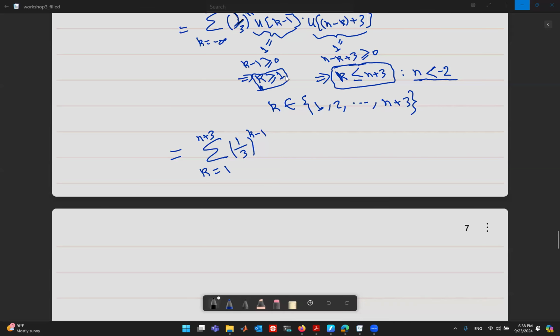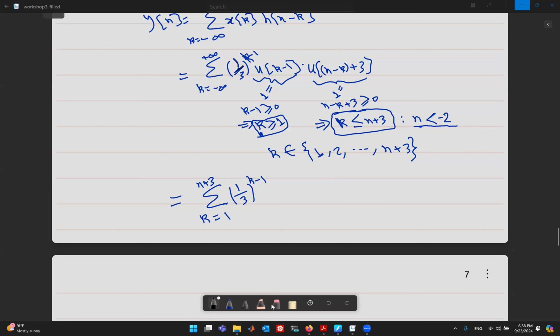Yeah, it's working now. So n should not be less than minus 2. In order to keep this limit satisfied, n should be larger than or equal to minus 2. Okay.